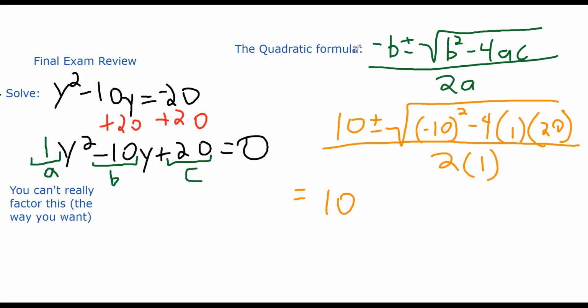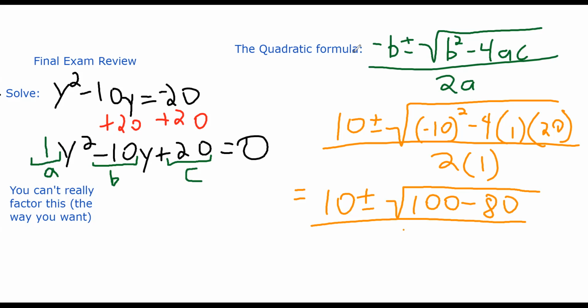So we're going to have 10 plus or minus the square root. Negative 10 squared is 100. Minus 4 times 1 times 20 is 80. All over 2 times 1 is 2. Now there's going to be a bunch of ways that we can simplify this. Let's try simplifying what's in the square root first. 100 minus 80 is 20.